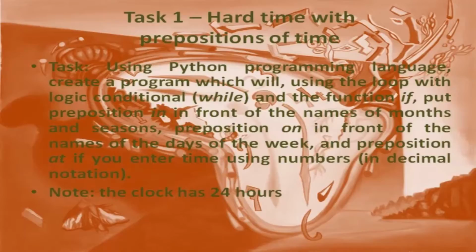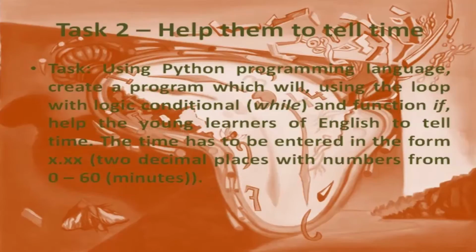The name of the first task was hard time with prepositions of time. The team had to write a program which will, using the loop with logic conditional and employing functions if and elif, put preposition in front of the names of months and seasons, preposition on in front of the names of the days of the week, and preposition at if you enter time using numbers in a decimal notation.